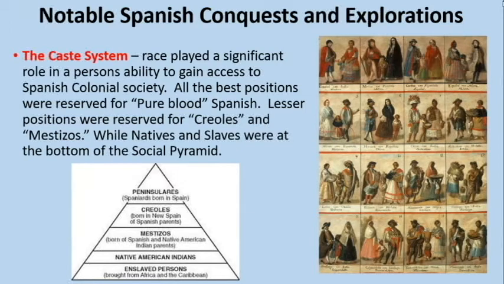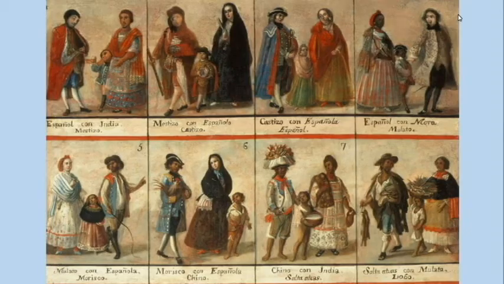The mestizos, sort of, not mosquitoes, formed a second-tier citizenship underneath the peninsulares and Creoles, while the natives and the enslaved Africans and others from the Caribbean were obviously at the bottom of the social pyramid. You see here on the right a painting called La Casta, and it goes into very detailed description of the various castes or levels of Spanish society.